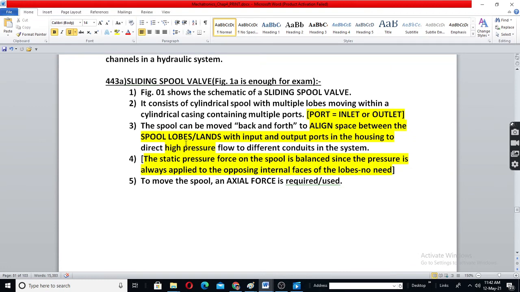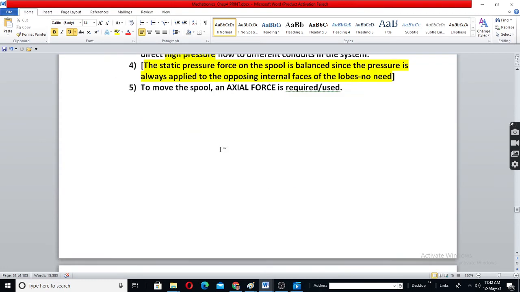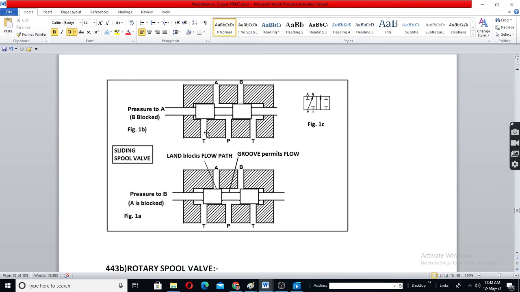Okay, multiple lands or lobes. Okay, now you see when there is groove, there is opening. When there is land, it is closed. B is closed. This T is closed.